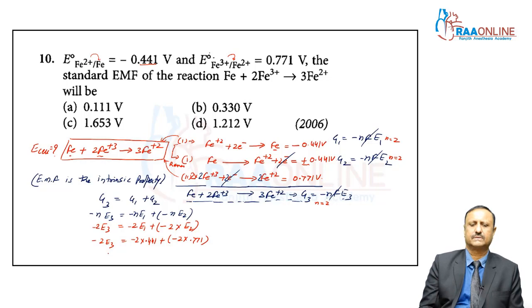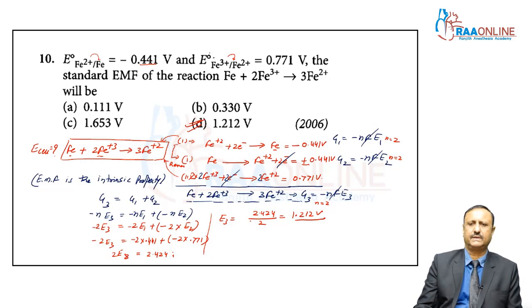Now, my dear students, here you can calculate this value E3. Then 2 E3 you can calculate, that is 2.424, and when E3 is equal to 2.424 divided by 2, this is 2 E3. So, my dear students, you can get 1.212 volt, and this is the answer to your question.